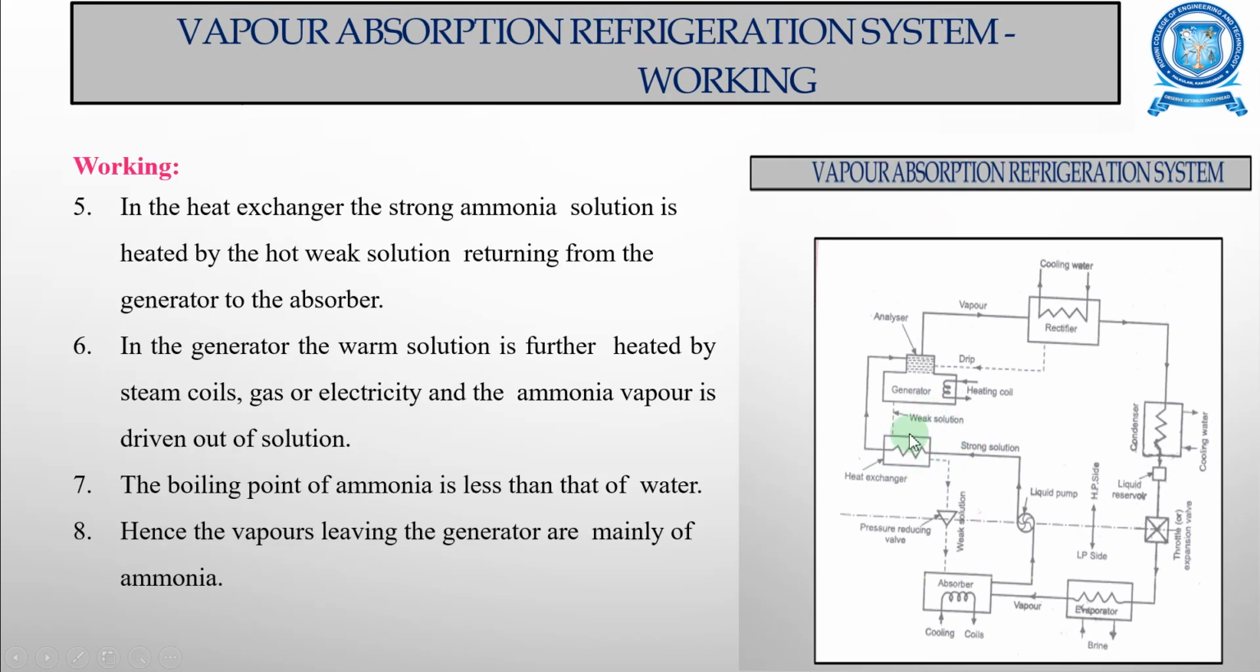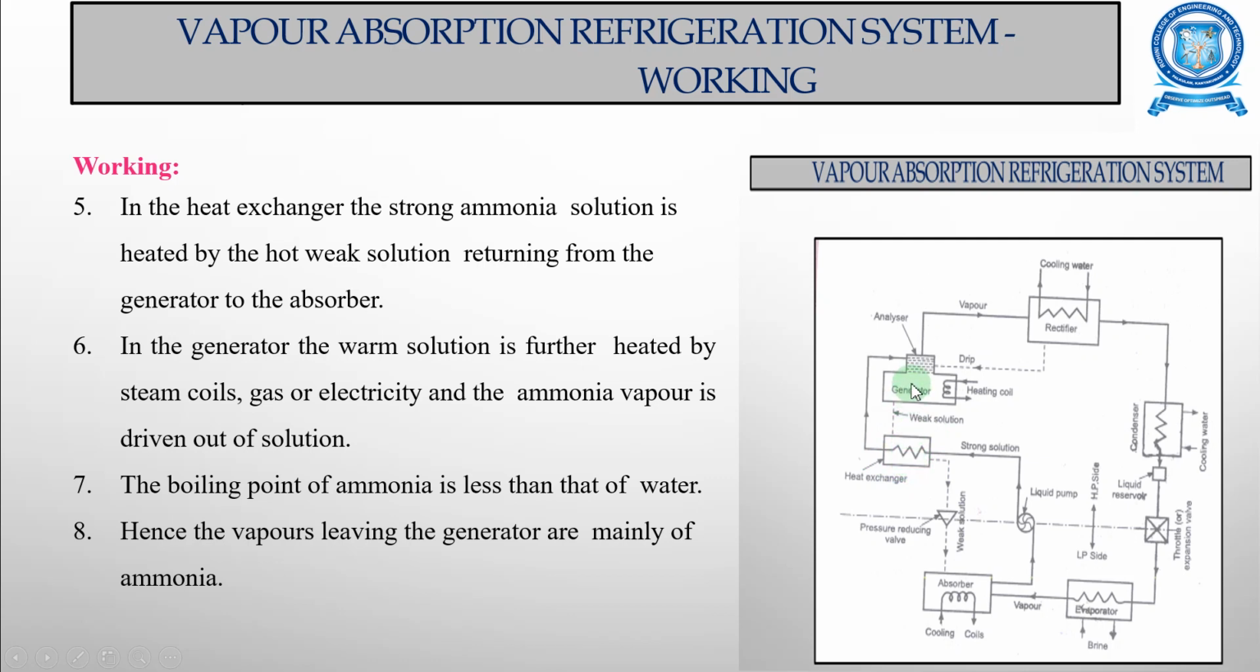So in this heat exchanger, what happens is this strong ammonia solution is heated up by the hot weak solution, which is returning from the generator. So it's a hot weak solution returning from the generator, and that is used to heat this strong ammonia solution.